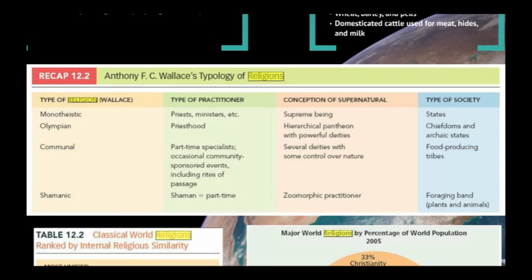We call these Olympian. Then we have modern states. Modern states have a shared characteristic of having the concept of a supreme being. So this is where monotheism comes in, right? And then you have all types of specialists. You have priests, ministers, parishioners, right? That take place in the state-endorsed religion.